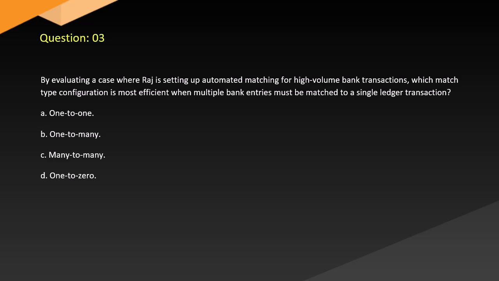Question 3. By evaluating a case where Raj is setting up automated matching for high-volume bank transactions, which match type configuration is most efficient when multiple bank entries must be matched to a single ledger transaction? A. One-to-one. B. One-to-many. C. Many-to-many. D. One-to-zero.